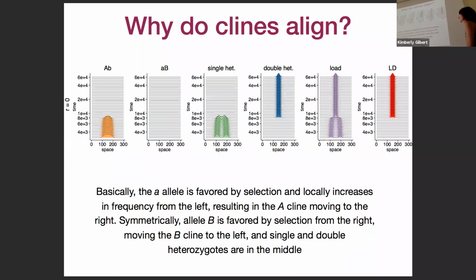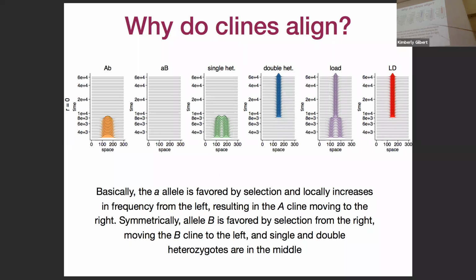And if we look at a few other measures of what's going on in the populations, we can look at load and linkage disequilibrium and, as we would expect, the most load is where all of the heterozygous forms are, and then it's even greater when we have the double heterozygotes in the middle of the landscape. And as soon as we have these double heterozygotes forming without recombination, we have a bunch of linkage disequilibrium between the two loci.